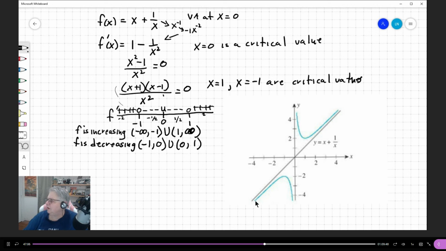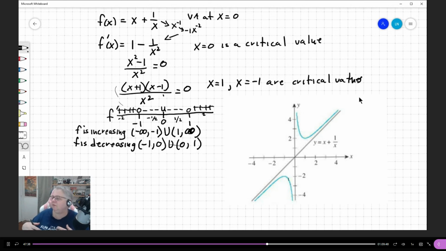So the function is increasing from negative infinity up to -1. There's -1. And then it turns around and it starts decreasing, and it decreases all the way to 0, just like we said here. But again, at 0, we have an asymptote. So we have to jump over that asymptote. And on the other side of the asymptote, we're up here now. So we're still decreasing to +1. And then it turns around and starts increasing again.